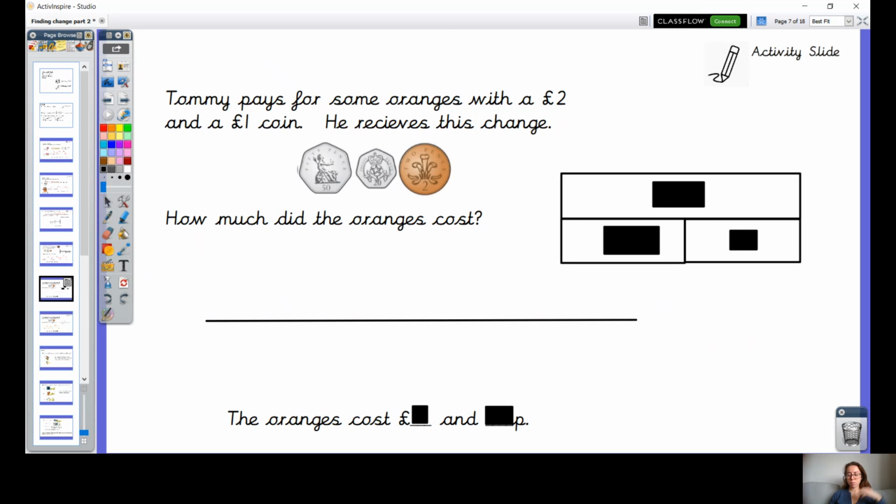Have a think about what numbers you're going to pop into your bar model and then have a go at drawing it on your number line to calculate. Pause the video and do that now.